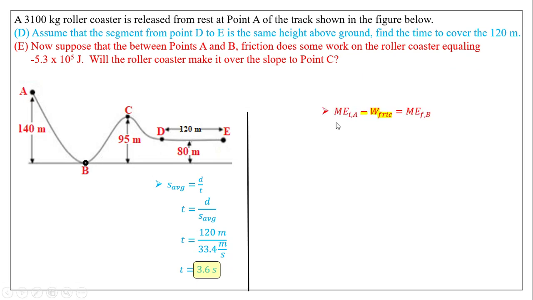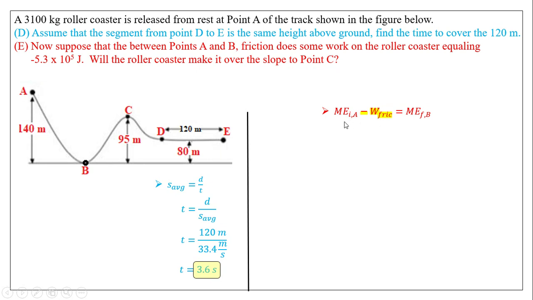Here, you notice my starting point is a little different. Instead of saying mechanical energy initial at point A is equal to mechanical energy at point B, as I did in the previous parts, here I took the initial energy in the system and I'm going to subtract the work that's lost, because it said so in part E. So part E is no longer frictionless. There's friction, and the work due to friction is negative because it's acting against the roller coaster.